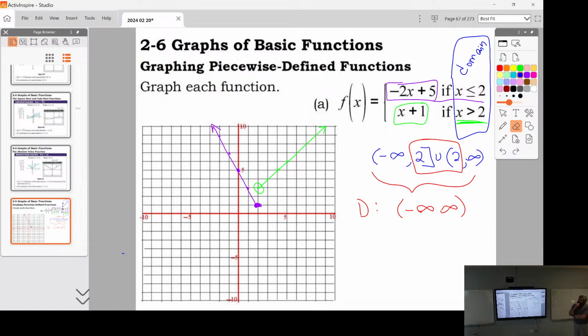So let's talk about some things about this graph. First of all, we've already established the domain. What about the range?